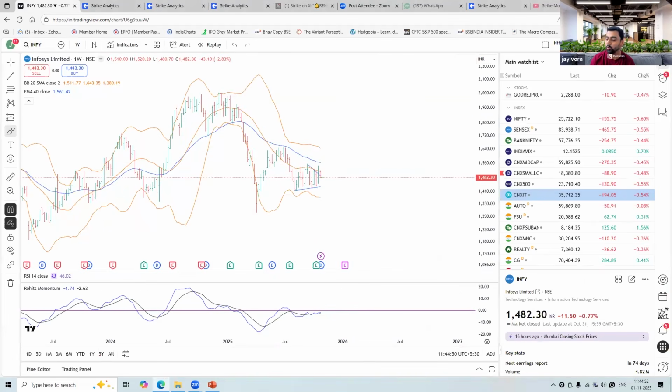Because like I told you, in all the IT stocks you are seeing the same thing, that the 40 week is not breaking on the upside. I think once that breaks, that's where the real momentum can kick in on the upside.